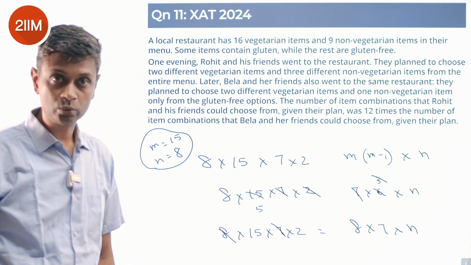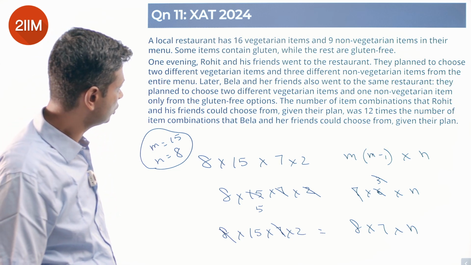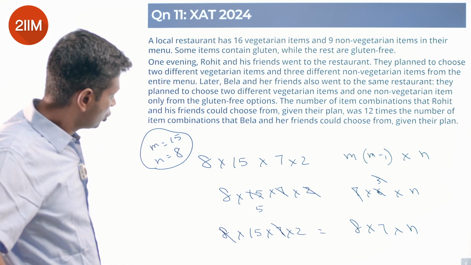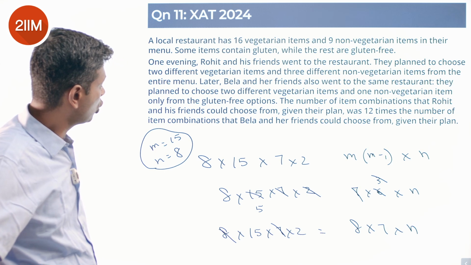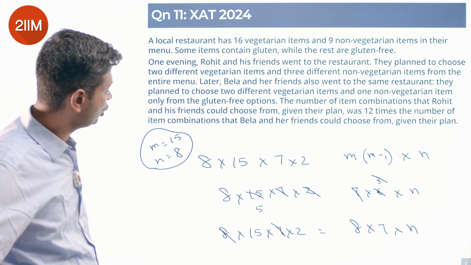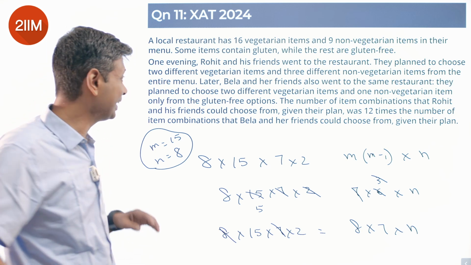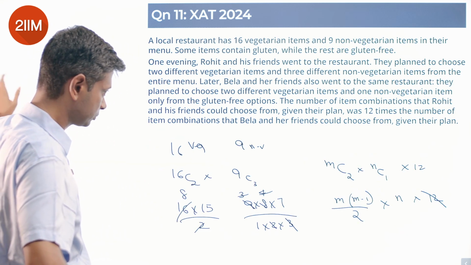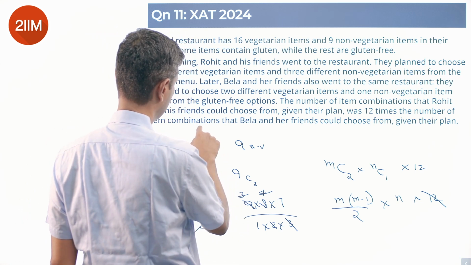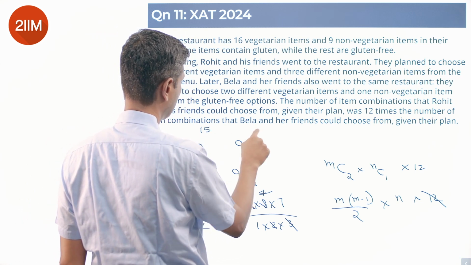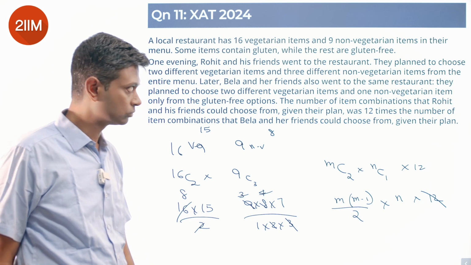15 into 14 by 2 into 8. And so choose 2 vegetarian items and 1 non-vegetarian item. So MC2 into NC1. Okay. So vegetarian items are 15 and 8 in this pot. So 15 are gluten free, 8 are gluten free. Nice.